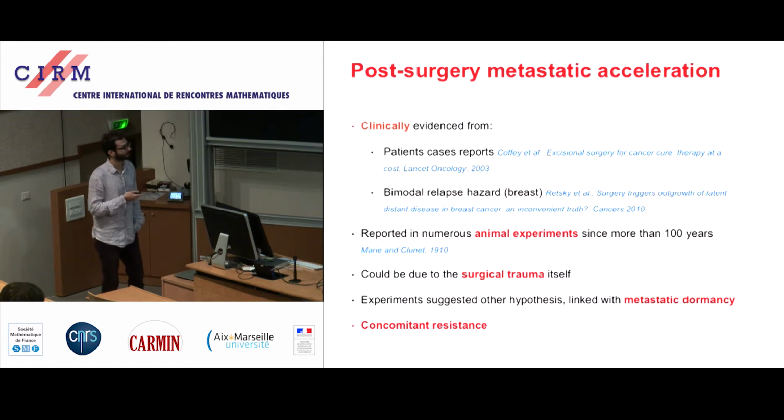So yeah, it could be due to the surgical trauma itself, but some experiments were also doing the trauma in their control group. And experiments suggested other hypotheses linked with metastatic dormancy, which is this escape from dormancy when you remove this inhibition force from the primary tumor. Of course, linked to the concomitant resistance I was telling you before.